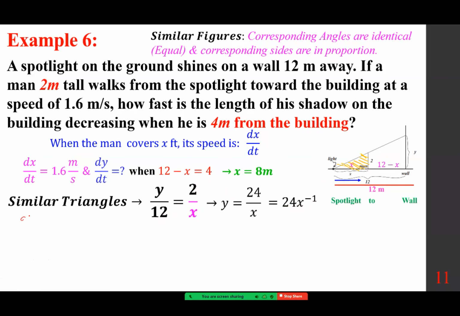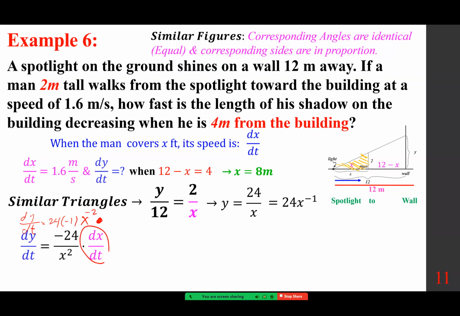So if I want dy dt, first is 24 times negative 1 times x to the power of minus 2, and then times what? dx dt. Of course, 24 times negative 1 times x to the power minus 2, we change it to negative 24 over x squared. Now we are in business.